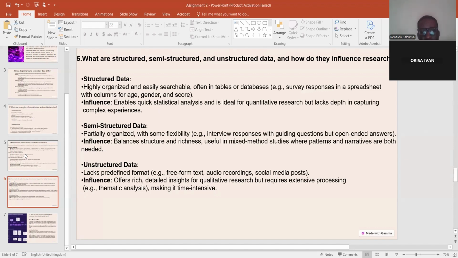Unstructured data is mainly free-form text, audio recordings, and social media posts, and it lacks a predefined format. There's no format for it. It offers rich, detailed insights for qualitative research, but requires extensive processing.